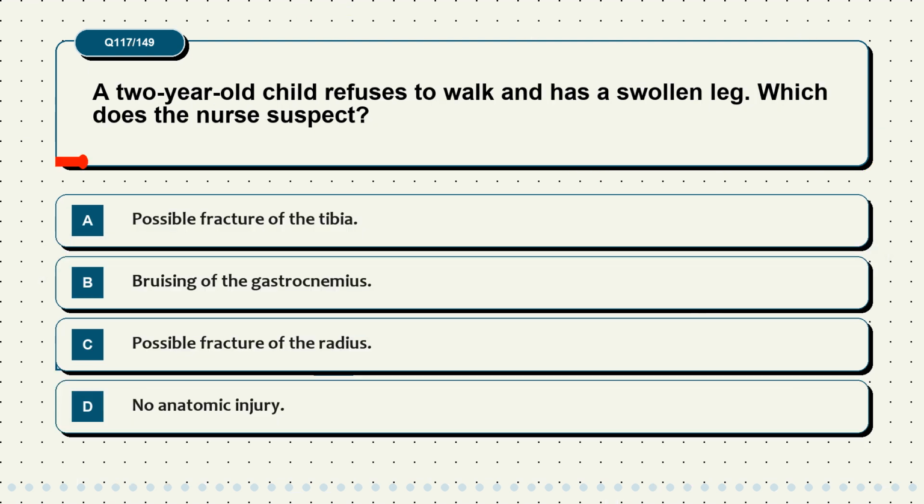Question 117. A 2-year-old child refuses to walk and has a swollen leg. Which does the nurse suspect? Here are the options. Option A. Possible fracture of the tibia. Option B. Bruising of the gastrocnemius. Option C. Possible fracture of the radius. Option D. No anatomic injury.